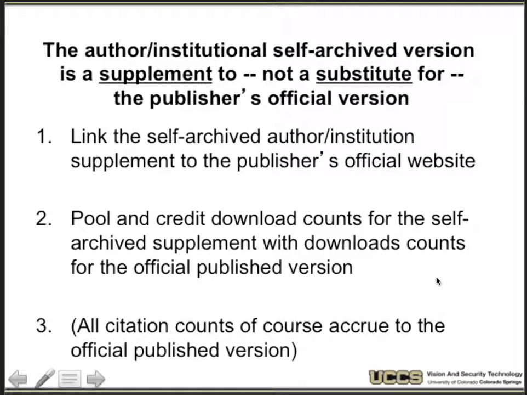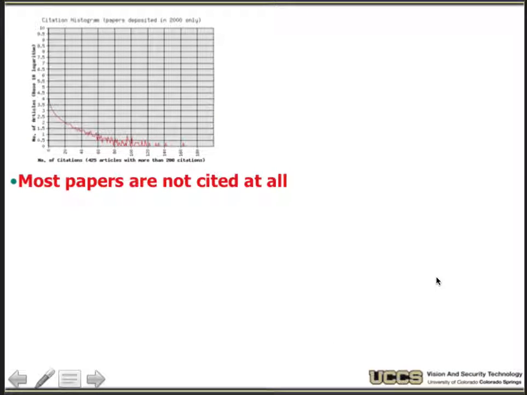So you sort of pool and credit downloads for the self-archived supplement with the official version, right? Because that's what we're telling people to cite. It gets a little tricky with arXiv because some people are still citing the original arXiv version because it was the earliest version, which is one of the ways you often cite stuff. But you can tell them in arXiv, please cite the journal version, and then all the citations will accrue to the official published version. So there's not a real detriment to the journals to go ahead and do this.